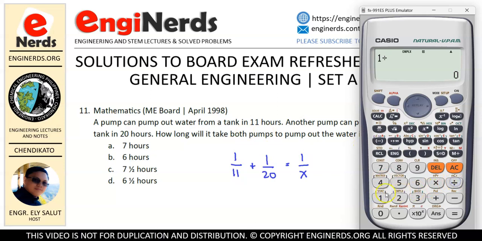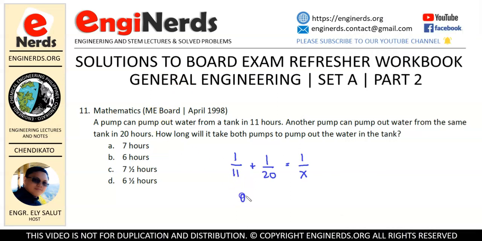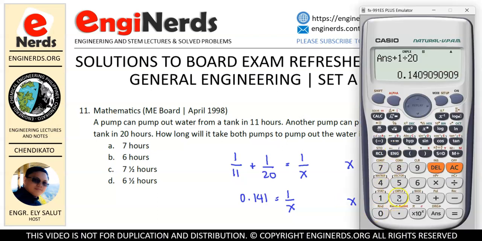So, 1 divided by 11 plus 1 divided by 20. So we have 0.141. So 0.141 is equal to 1 over x. So therefore our x is equal to 1 over 0.141. So our x will be equal to, from our calculator, we'll have 1 divided by our previous answer. So we have 7.097. Okay, so let's write that.